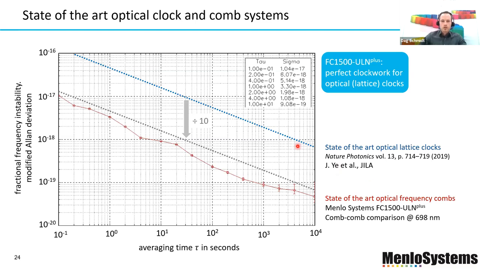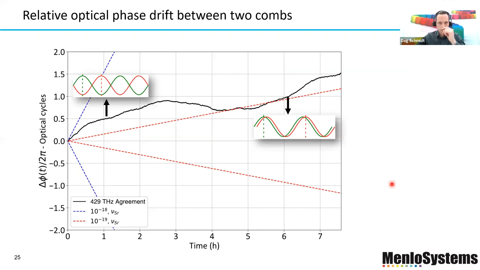But still, of course, the clocks evolve, they get better and better, and also our combs are getting better and better. And if you ask yourself now, what is the limit here? Is this really the comb? Well, I can tell you the fractional frequency instability that we measure is not really limited by the comb itself. It is indeed limited by out-of-loop fibers of our comb-comb comparison. So they drift a little bit, and this then limits your fractional frequency instability. But also for that, there is a solution.